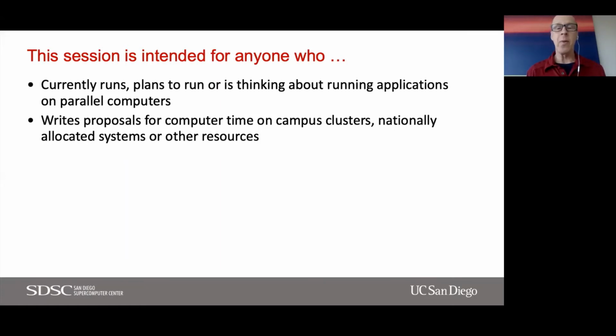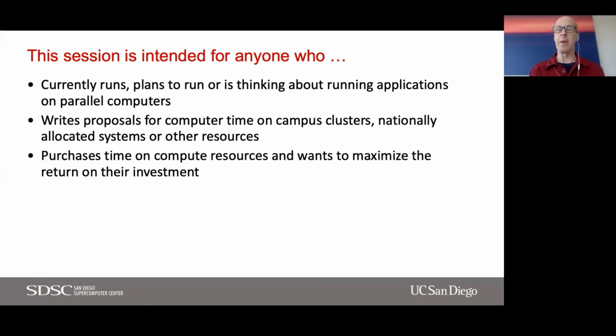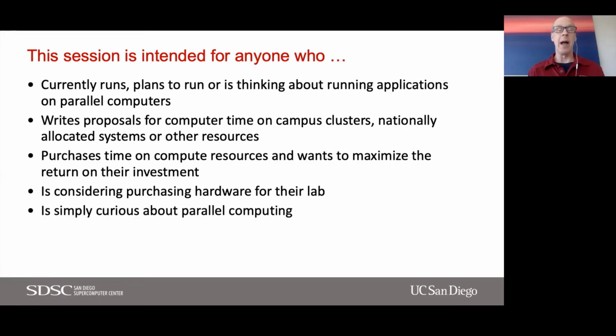I know that we have mostly students on this call, but for those of you who are writing proposals for computer time, this would apply to the PIs, and some of you will be pulled in as co-PIs to help with the writing. I think this will all be valuable. If you purchase time on compute resources, and you want to maximize return on your investment, and here we're talking primarily about cloud computing resources, so when you go to Amazon or Google or Microsoft Azure, you're paying real money to get that compute time, and you want to make sure that you're getting the most out of it. If you're in a position where you or your lab is considering purchasing hardware, I think you'll find this valuable. And finally, this is directed at everybody who is simply curious about parallel computing.